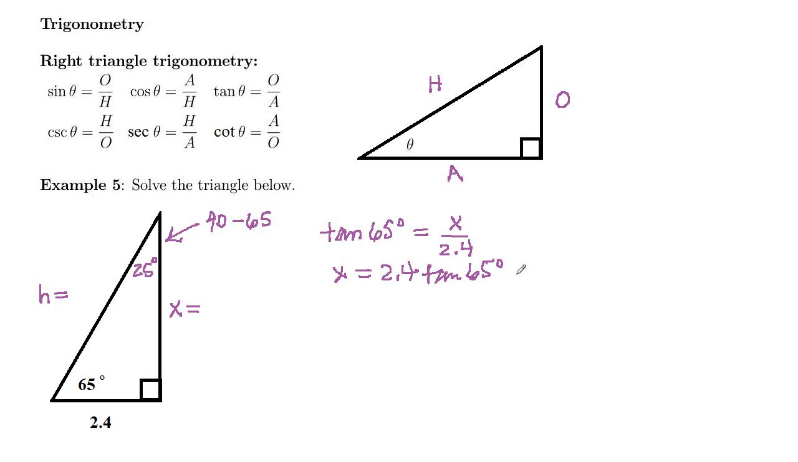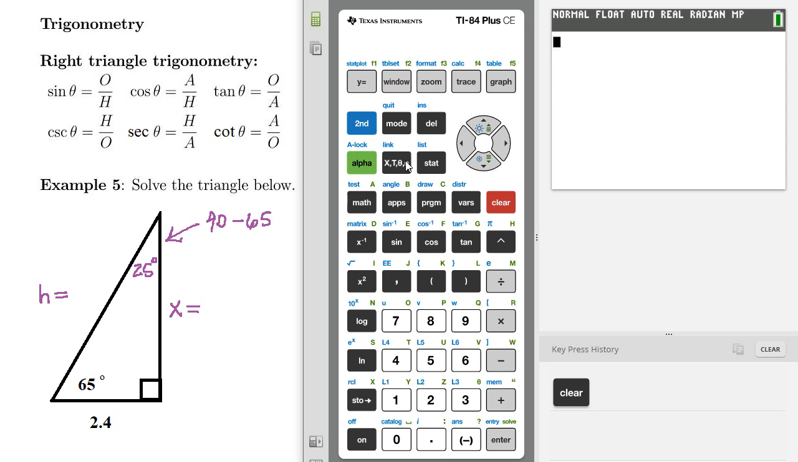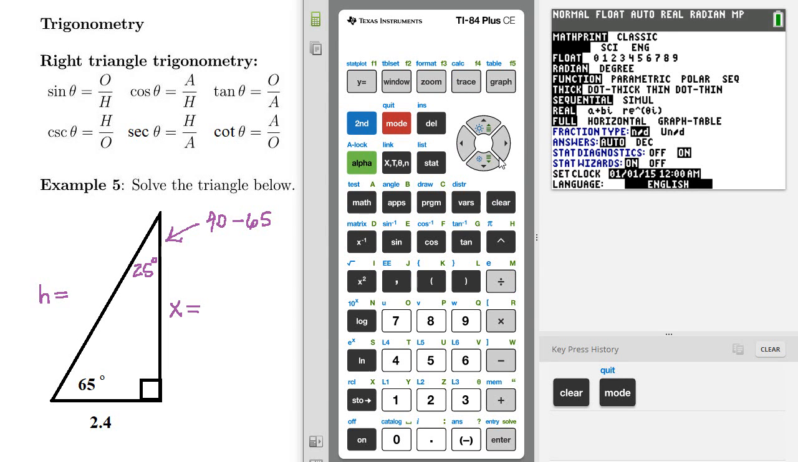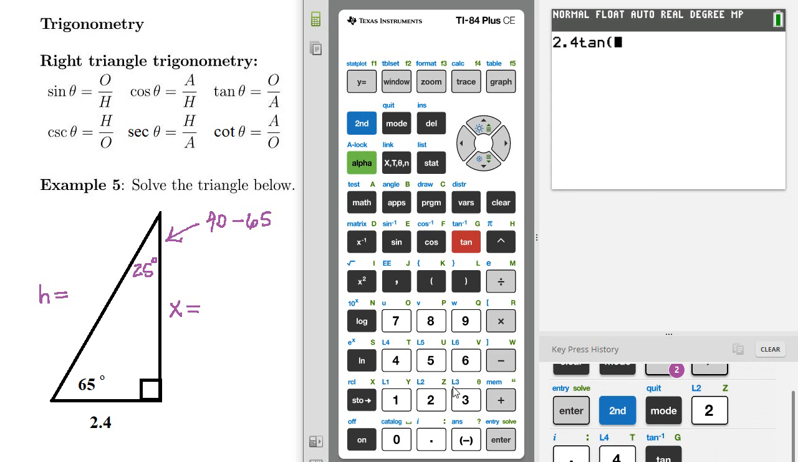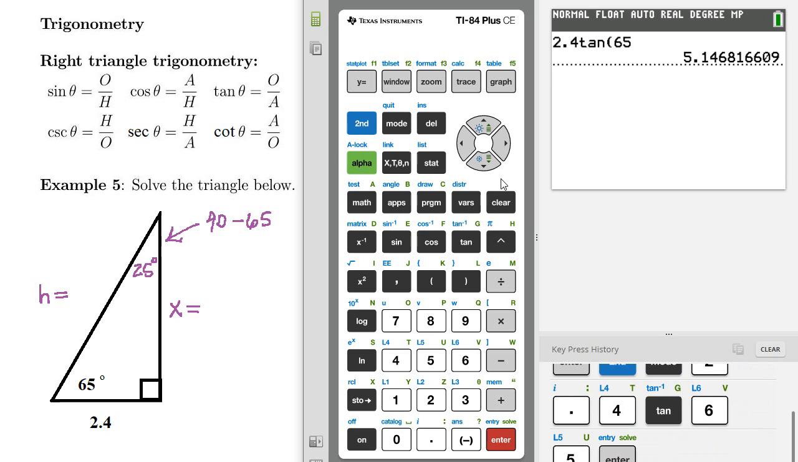And now we'll just plug that into the calculator. So I got my calculator here. We want to make sure that we're in degree mode here. So click on your mode here, and we want degree right there for these problems. And so we want 2.4 and then tangent of 65 degrees, 5.146. Let's use two decimal places, 5.15.